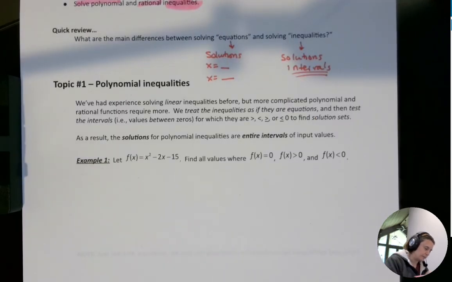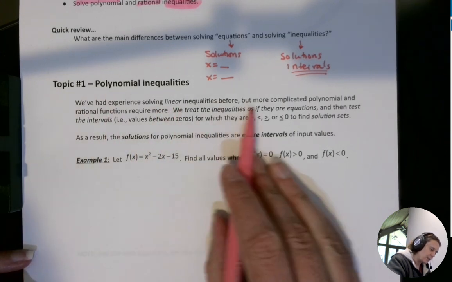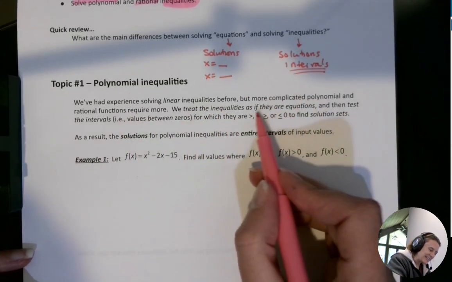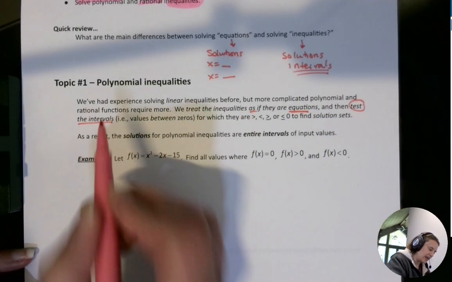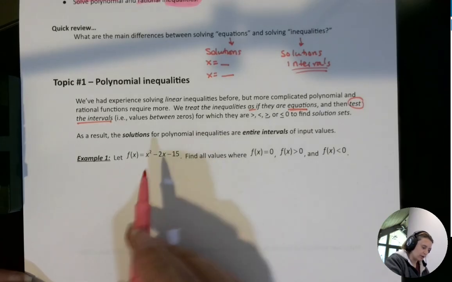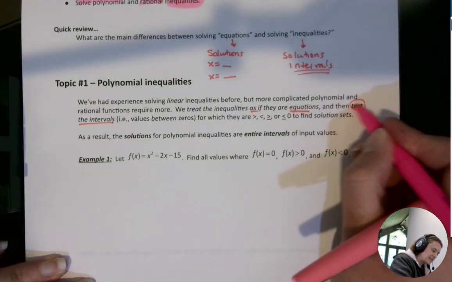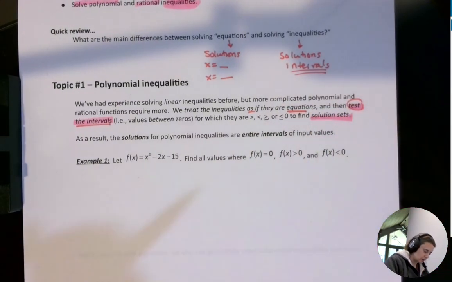All right, so topic 1, polynomial inequalities. We've had some experience solving linear inequalities, but more complicated polynomial and rational functions require more. We're going to treat the inequalities as if they are equations, and then we're going to test the intervals, the values between the zeros, which are either less than, greater than, whatever it needs to be, in order to find the solution sets. So we're going to have solve and then test points, test the intervals to see which ones are true to get ourselves solution sets.